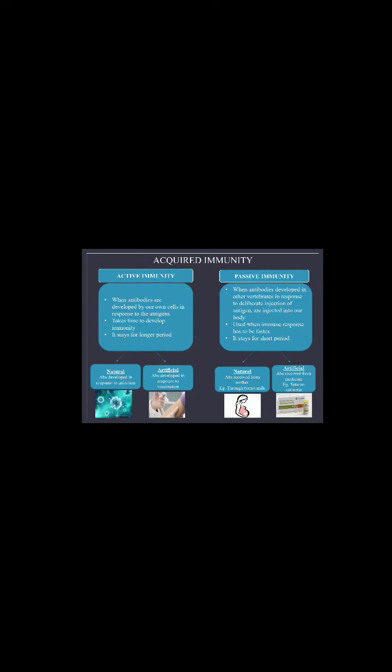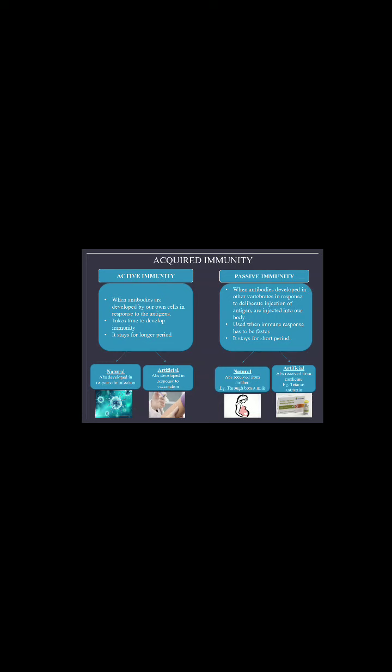Now acquired immunity, children. Acquired immunity is also of two types: active immunity and passive immunity. What is active immunity? When any infection occurs, any antigen enters our body, and antibodies are produced by our body to protect us against that infection, that is known as active immunity. What are antibodies? Antibodies are proteins which attack those antigens and kill them and protect us from those infections. So this is active, when our body is making them itself.